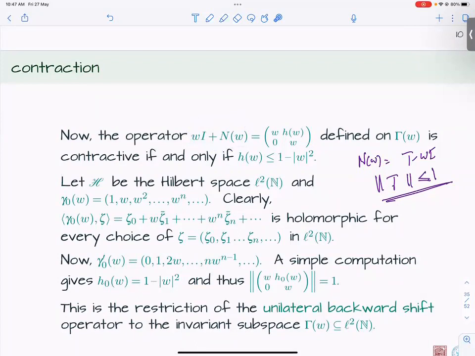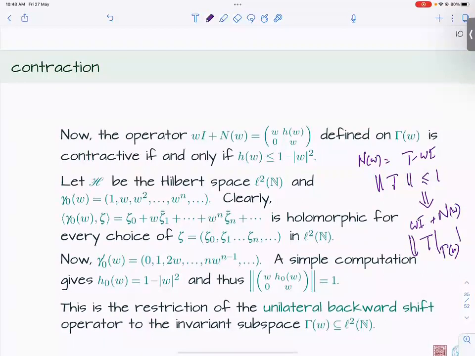As you can appreciate, if T is a contraction, this will imply that this omega I plus N omega, which is nothing but T restricted to gamma omega, must also be a contraction. And it is a straightforward calculation to say this 2x2 matrix is a contraction if and only if H of omega is less than or equal to 1 minus the absolute value of omega squared.